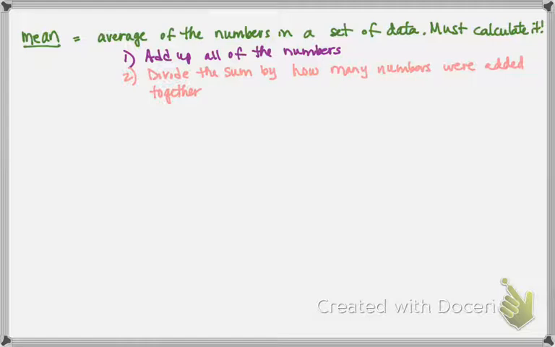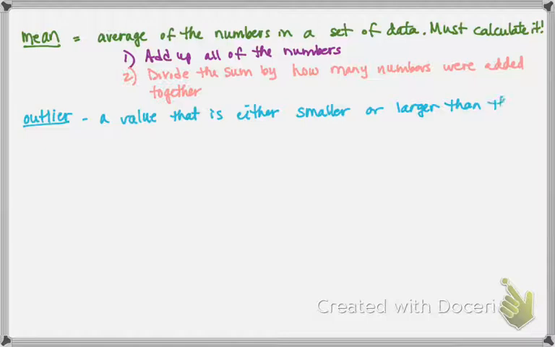So let's talk about him. If you think about it, the word outlier is something that's lying outside of the rest of the data. So it's a value that is either smaller or larger than the majority of the data. Okay, so if you have, let's say, the number 1, and the next number in your set of data is 25, that 1 is going to get added with all those other numbers, and it's going to make your mean look smaller than it should. Okay, so an outlier has a major effect on the mean.